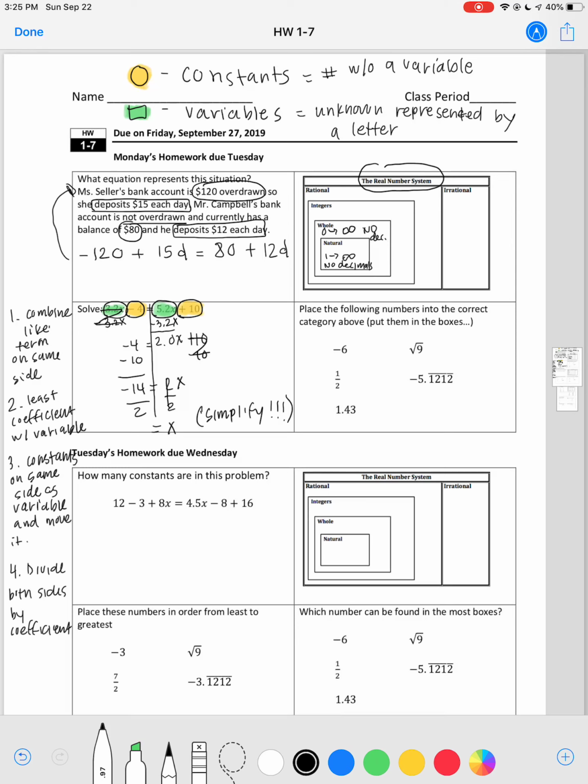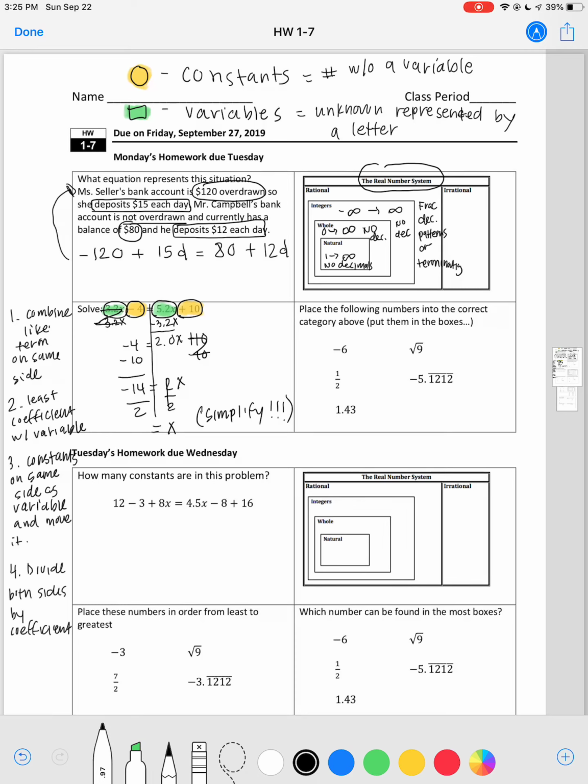Our integers, we're going to start including our negative numbers, no decimals as well. And then our rational numbers are going to include our fractions and decimals, but importantly, the decimals that are here are patterned or terminating. So now to place the following numbers in the correct category above.